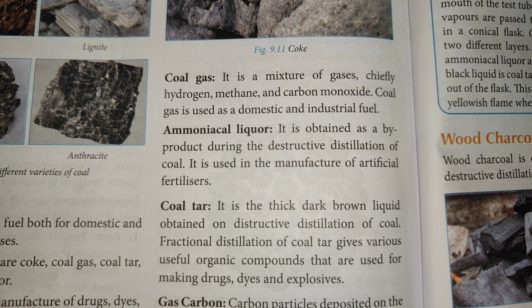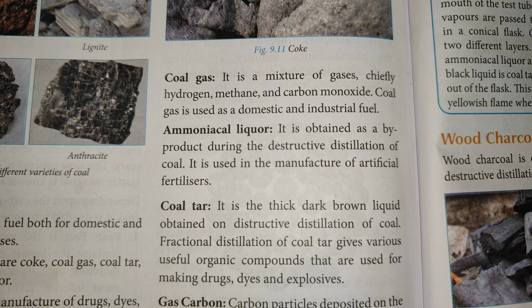Coal tar is a thick, dark brown colored liquid which we get on the destructive distillation of coal. And when we do the fractional distillation of coal tar, then we will get so many different compounds which are used for different purposes, for making drugs, dyes and explosives, etc.